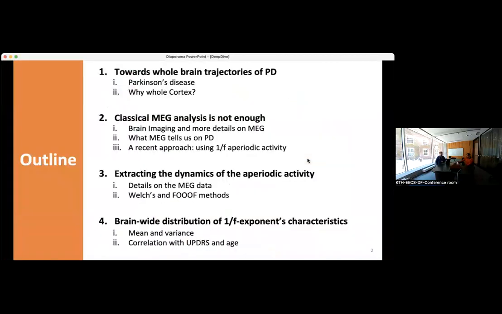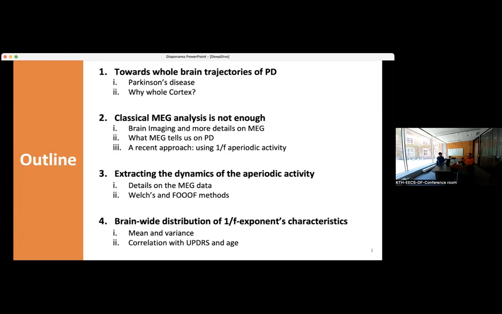So I will first talk a bit about Parkinson and why we are interested in the whole cortex. So the cortex is mainly the gray matter in the brain, where we suppose the main cognitive functions are happening.